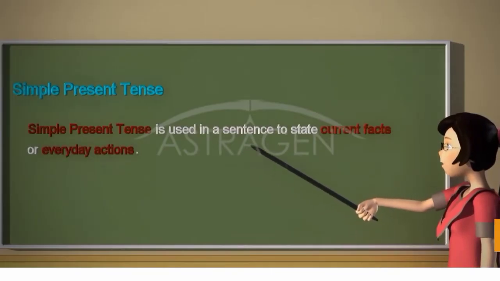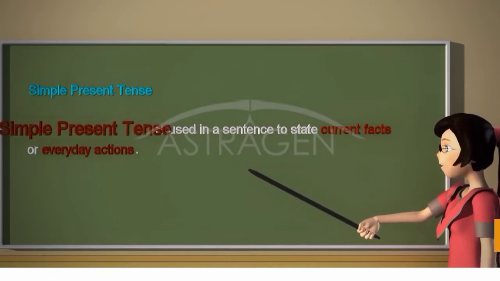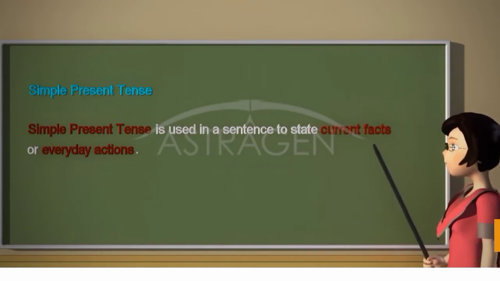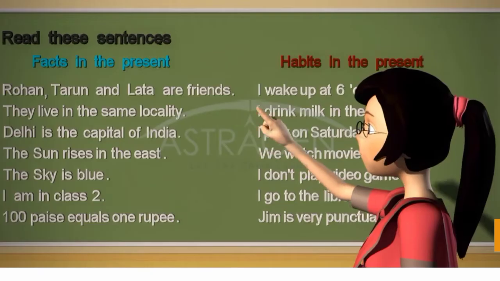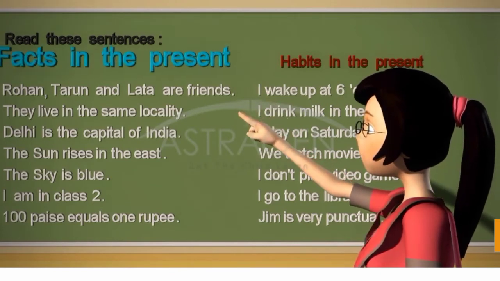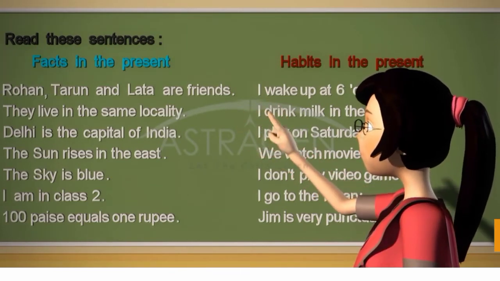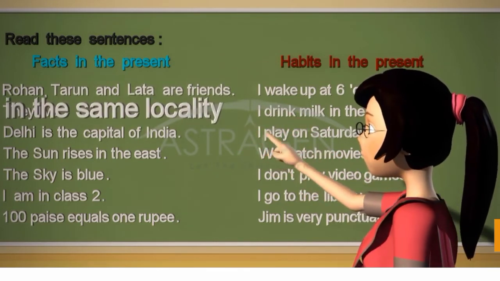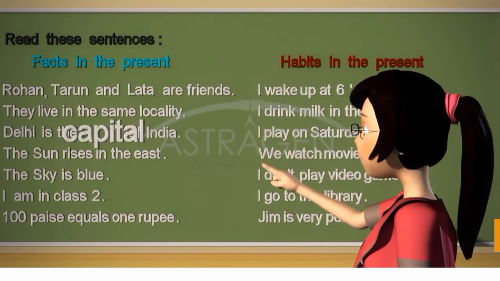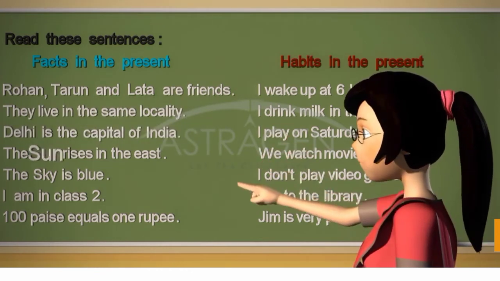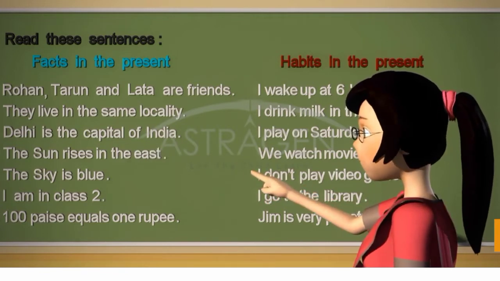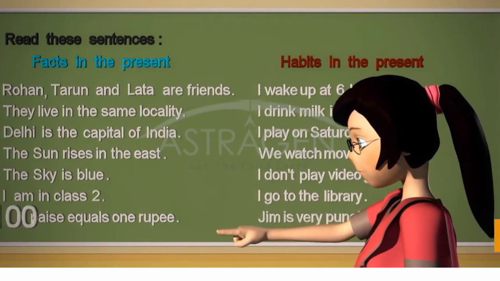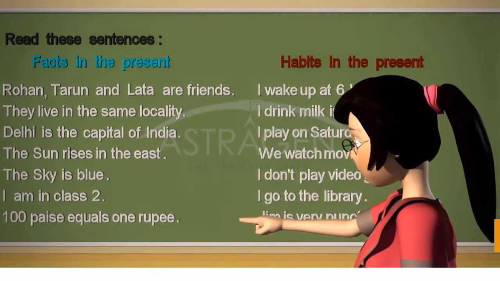Simple present tense. Simple present tense is used in a sentence to state current facts or everyday actions. Read the sentences. Facts in the present. Rohan, Tarun and Lata are friends. They live in the same locality. Delhi is the capital of India. The sun rises in the east. The sky is blue. I am in class 2. 100 paise equals 1 rupee.